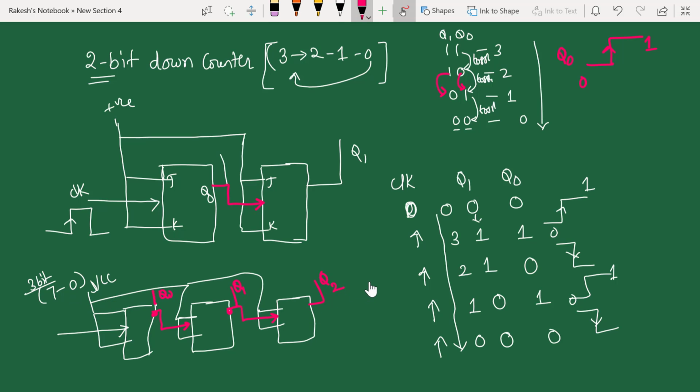Similarly, if you want to go for the 4-bit, then you have to add one more JK flip-flop and add this Q2 as a clock to the 4th flip-flop. Then it is going to count from F to 0. Now we will try to simulate this circuit and see how it is going to count downwards.